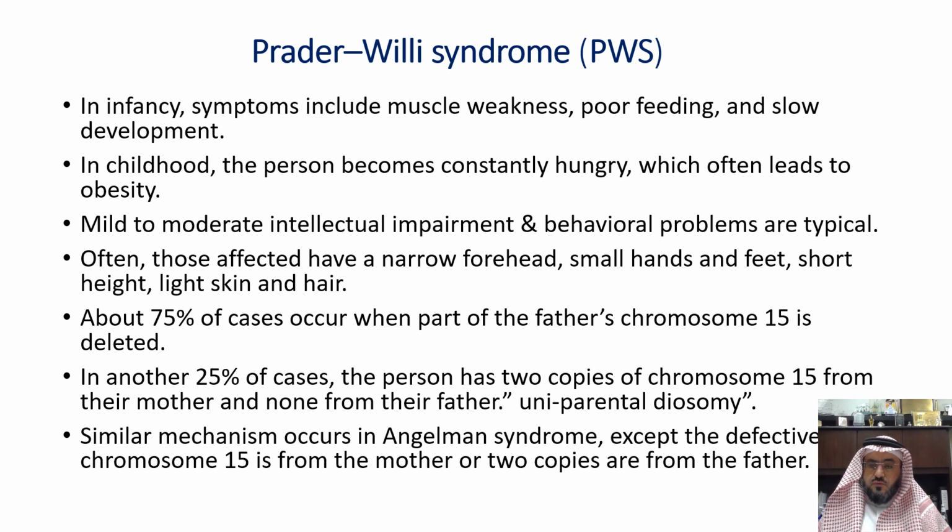When we do genetic testing for them, looking for confirmation of Prader-Willi syndrome, in 75% of cases, we could find deletion of chromosome 15 coming from the father. So father's chromosome 15 deletion. In the remaining 25%, as I mentioned previously, there is uniparental disomy of chromosome 15. The same thing happened in Angelman syndrome, but the two copies of chromosome 15 come from the father in Angelman syndrome.